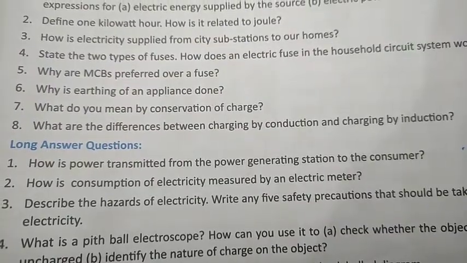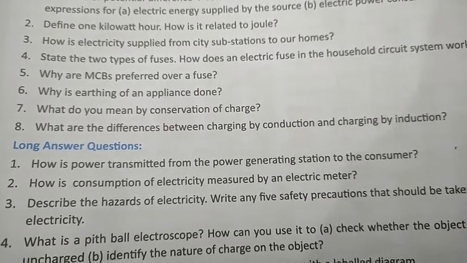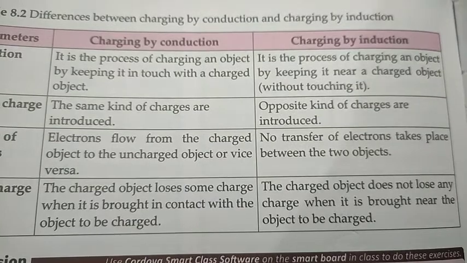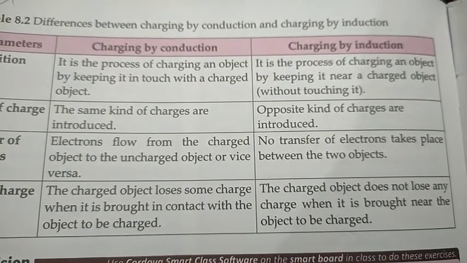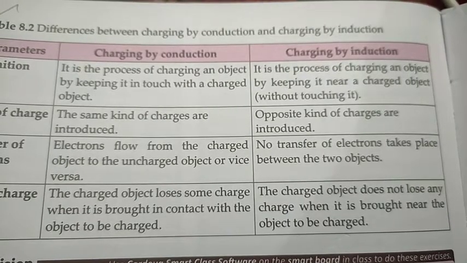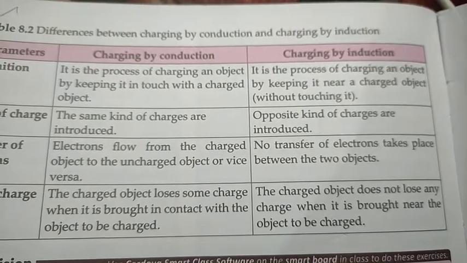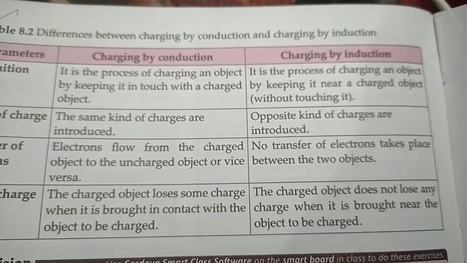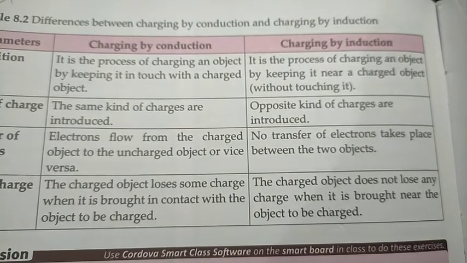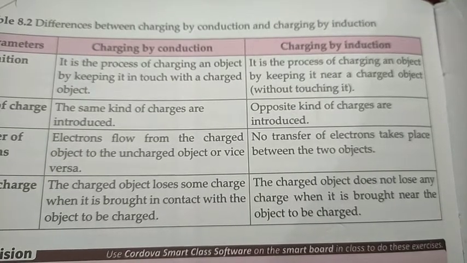Question number 8 is what are the differences between charging by conduction and charging by induction. Now the differences are: number one, charging by conduction is the process of charging an object by keeping it in touch with a charged object, and charging by induction is the process of charging an object by keeping it near a charged object without touching it.